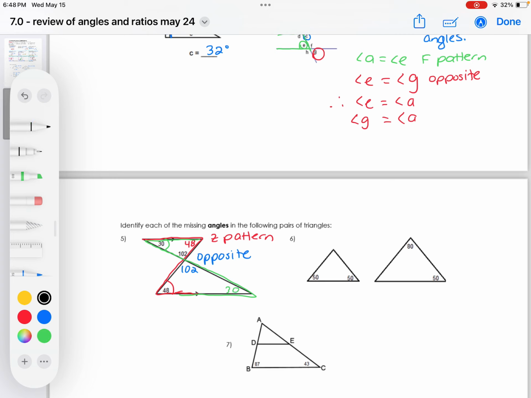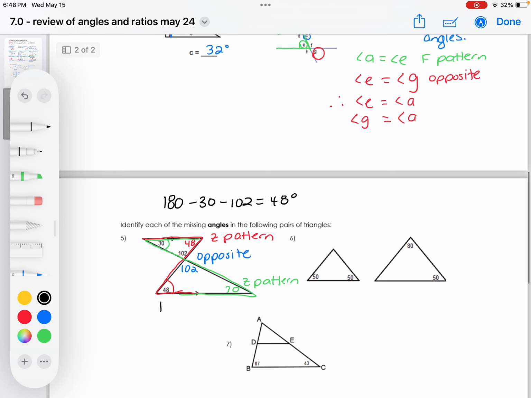But if you would like to do, I'll write it up here. In the top triangle, you could have done 180 minus 30 minus 102, which is 48. And then in the bottom, once you did the opposite angle, I forgot to write Z pattern, sorry. Once you did the opposite angle and got 102, then in the bottom triangle, you could have done the same thing. But then you could also do this and use the Z pattern, for example, or the interior angle property and check your answer. You could even do that as well. Okay.